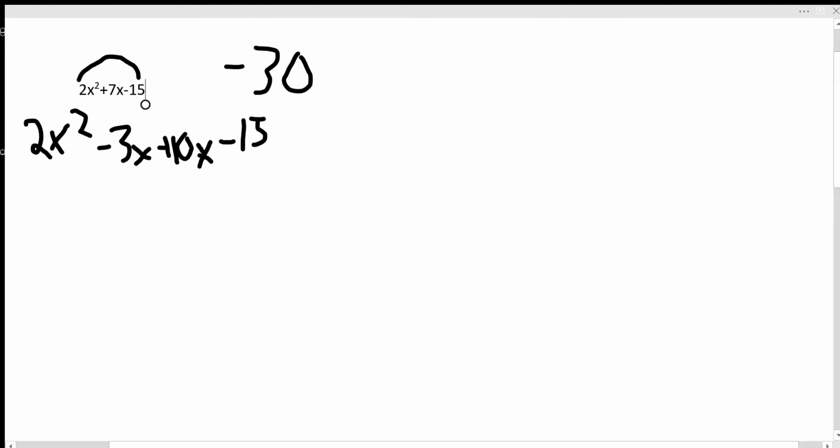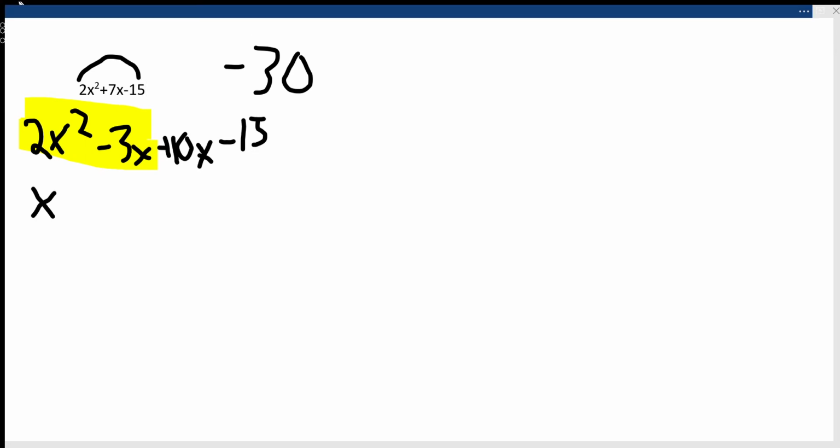Now, what we're going to look at is we're going to take this first pair, 2x squared minus 3x. What we're trying to find is the greatest common factor of 2x squared and negative 3x. We can see that we can take an x out of there. So we know that the greatest common factor of this pair is x.